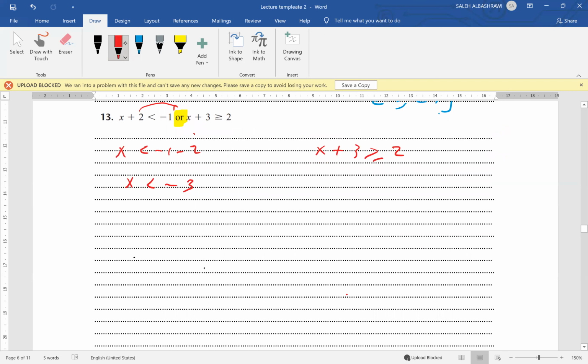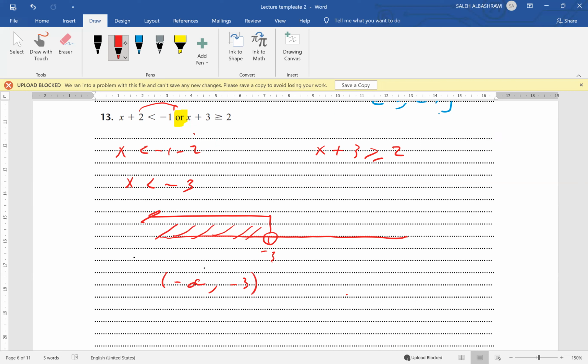So I'm going to graph this one. I have x less than minus 3. So minus 3, open. Less than means go to the left. This is the solution of the first inequality. I can write it in interval notation as minus infinity to minus 3, open. This is the solution of the first inequality.